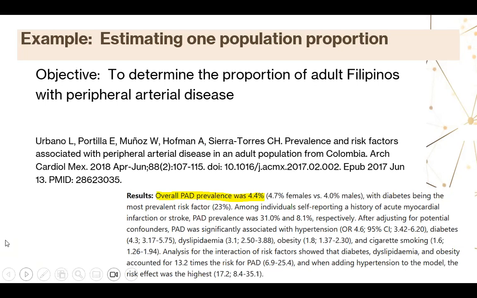So you go through the literature, which is what I did, and here I show you one particular article that I found. It's research by Urbano et al. on the prevalence and risk factors associated with peripheral arterial disease in an adult population from Colombia. So while I'm not looking at association, the article did give me this result: overall PAD, or peripheral arterial disease, was 4.4, and then it gave the proportions for males and females. But this is all I need to put in my calculation or my derivation of the sample size.